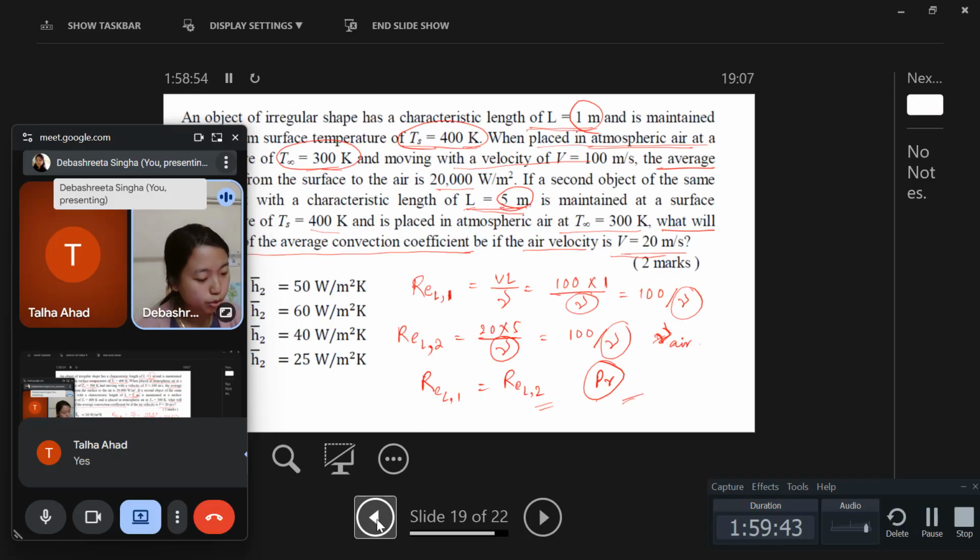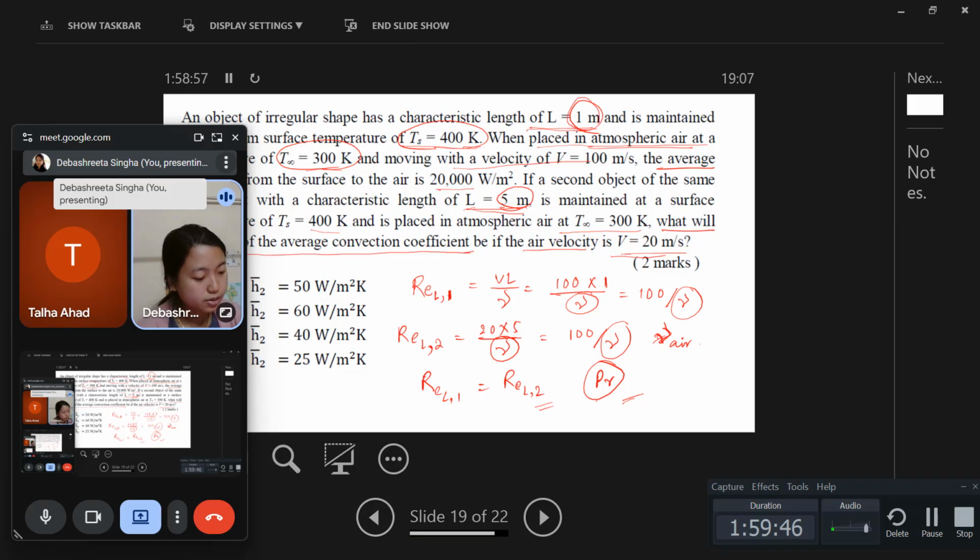So they have two objects. One has a characteristic length of 1 meter and another has a characteristic length of 5 meter. Both of them are placed in atmospheric air. The surrounding is the same, so there are a few parameters which remain constant. That is the kinematic viscosity, which is a property of the fluid, and the Prandtl number is also a property of the fluid. If the fluid is not changed, they will also remain the same.